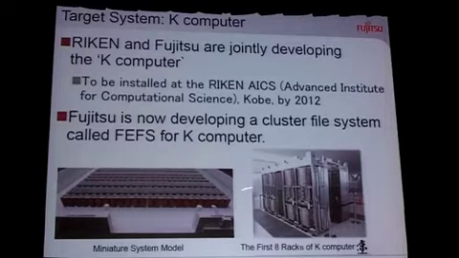And here is a miniature system model of the K computer, and a picture of the first 8 racks of the K computer. This is the Japanese character "Kei". It means 10 peta, as it is the Japanese unit number for 10 peta. So RIKEN named it the K computer.